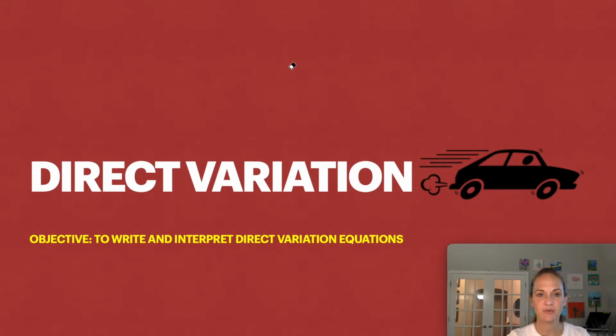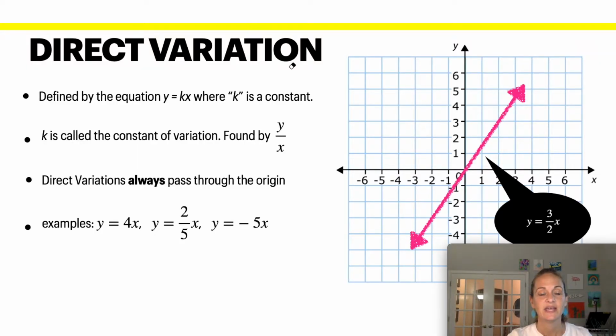In this video, I'm going to be describing direct variation and how to write and interpret direct variation equations. Direct variation is defined by the equation y equals kx, where k is some constant, meaning you could have y equals 3x, you could have y equals 10 over 2x, you could have y equals 11 over 20x. K is just some constant number.